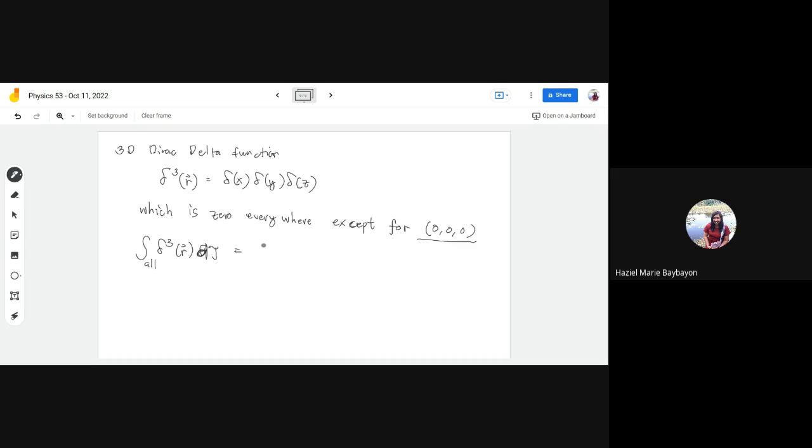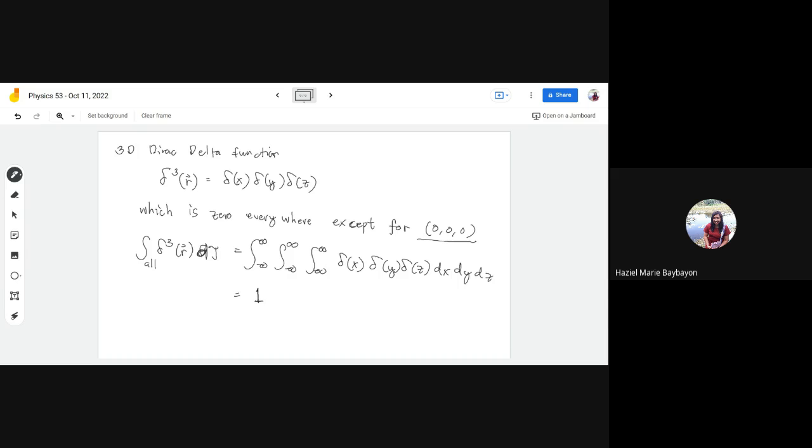So you have a triple integral, negative infinity to positive infinity. So this is a triple integral of the delta functions, dx, dy, dz. So eventually you will get 1. Sorry, I wrote 0 in my dimension earlier.